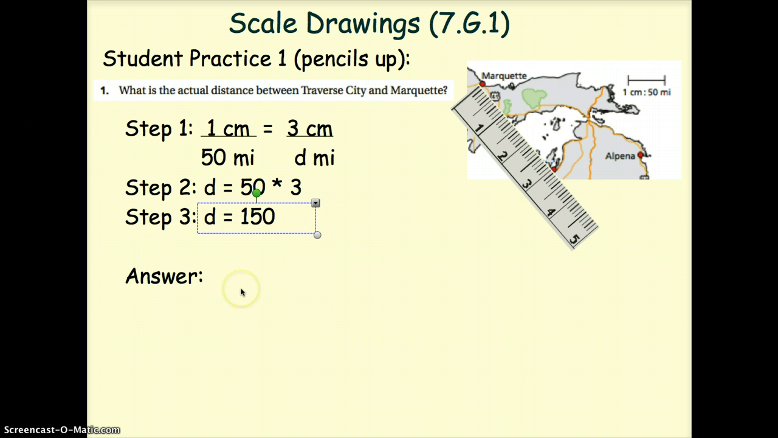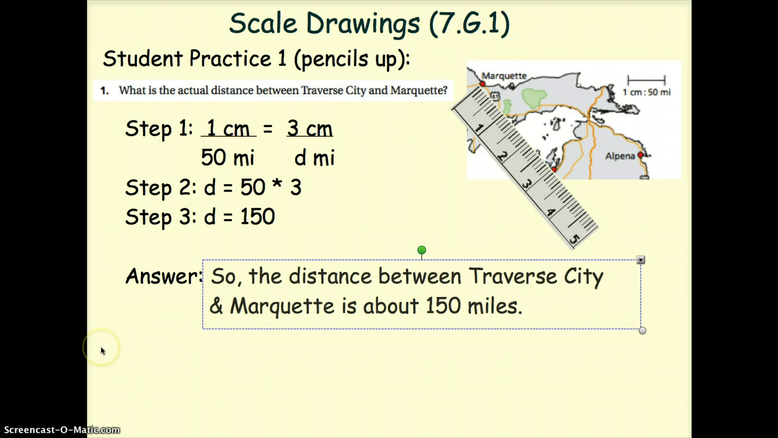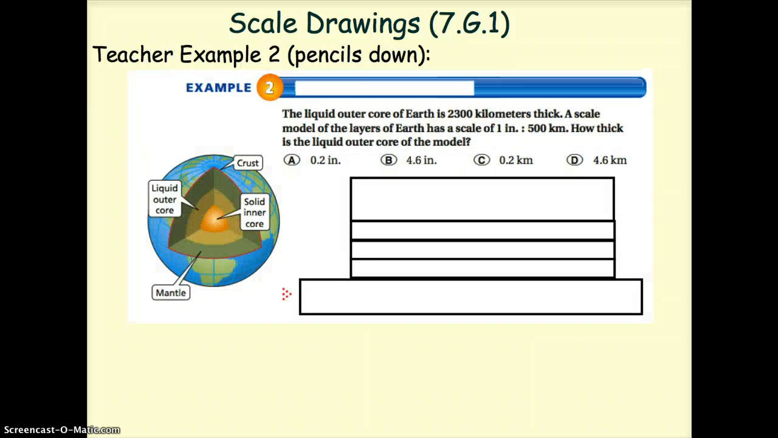So my answer here will be the distance between Traverse City and Marquis is about 150 miles. Hopefully you were able to do that. If you do have any trouble, make sure you go back to Teacher Example 1 and re-watch that portion.